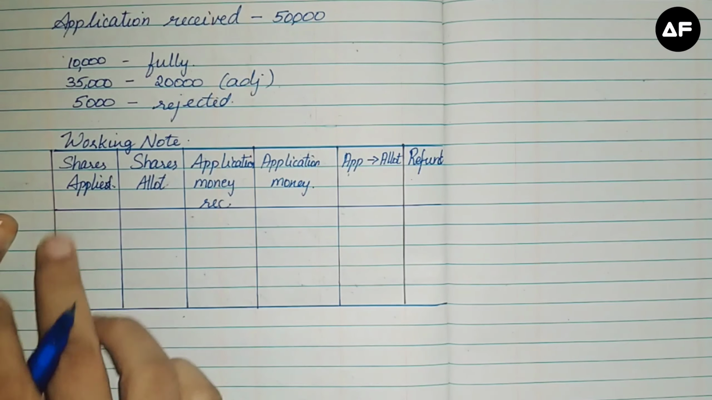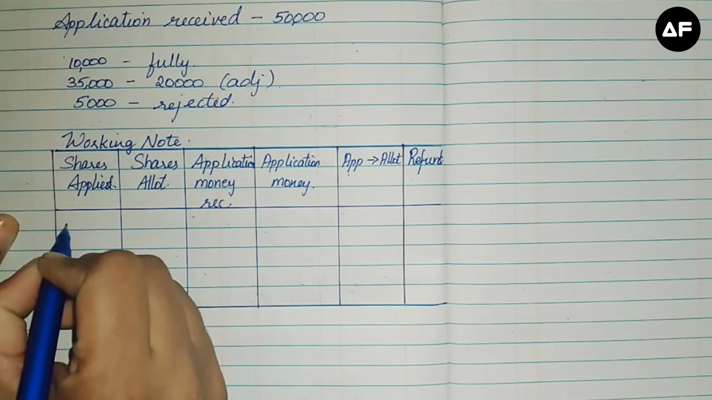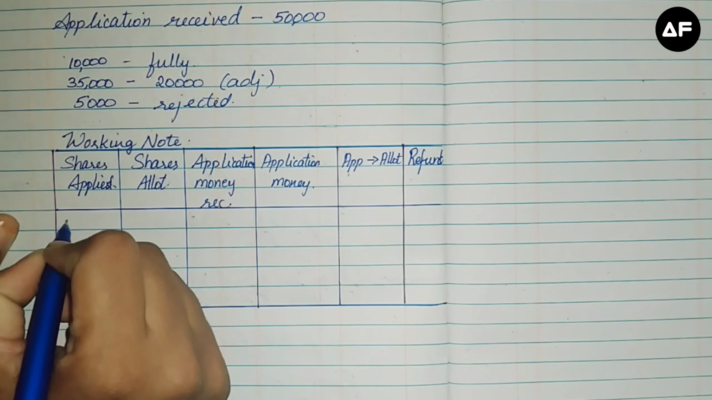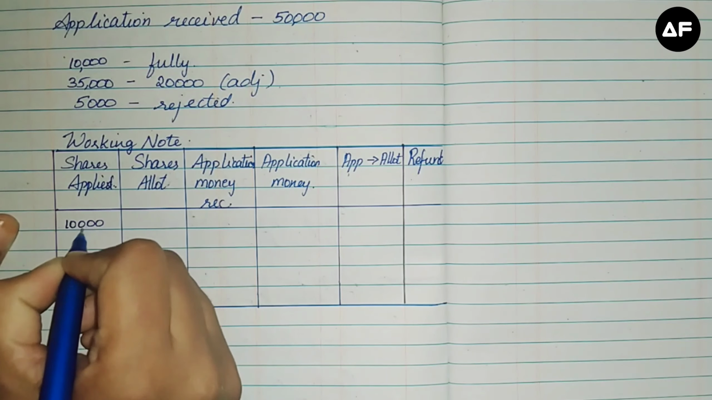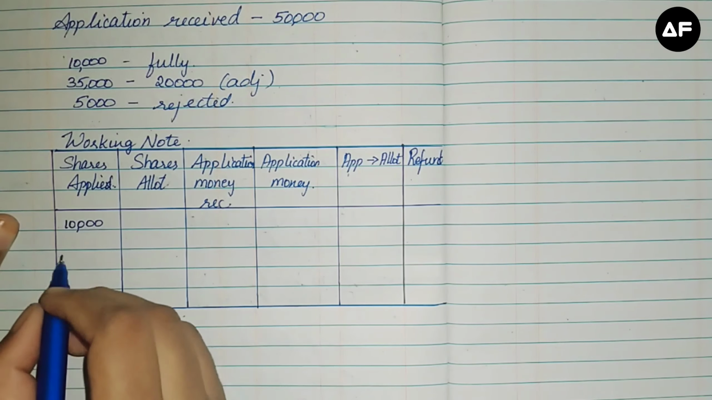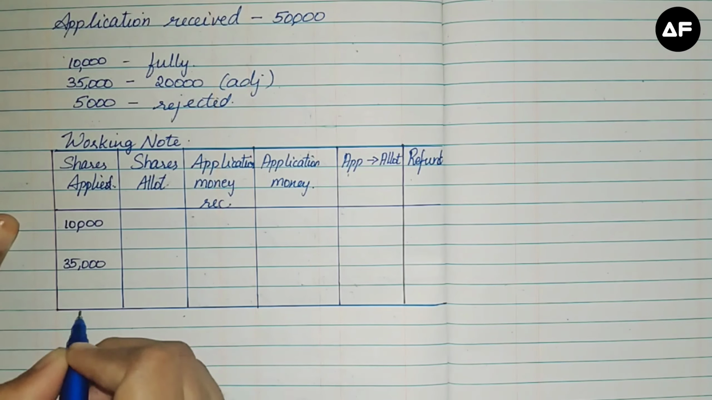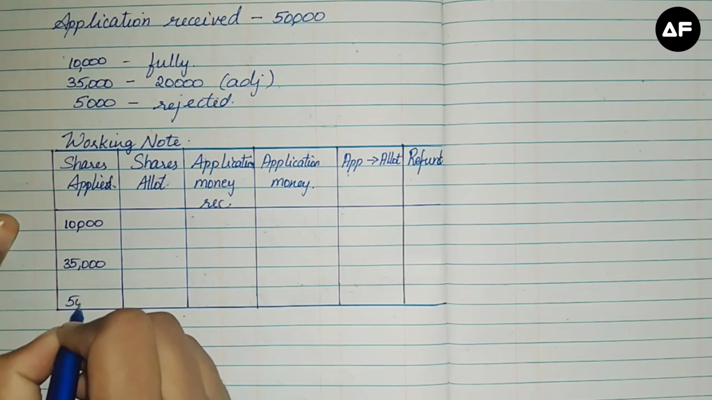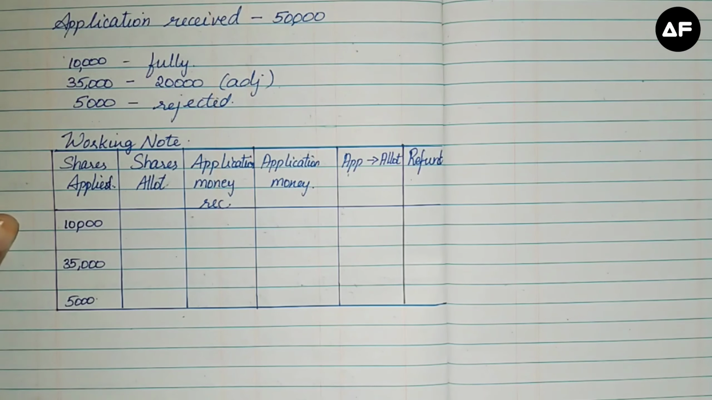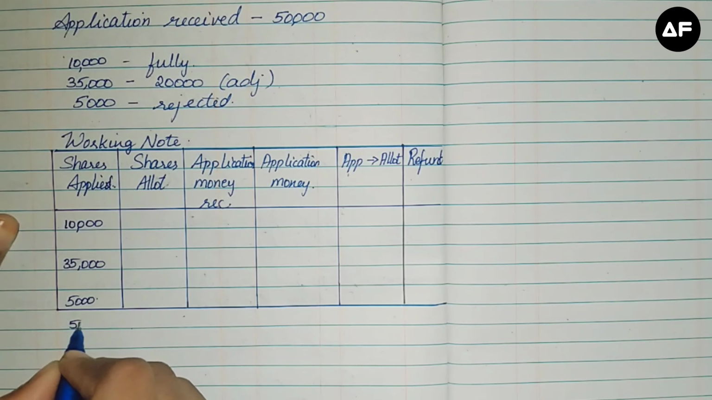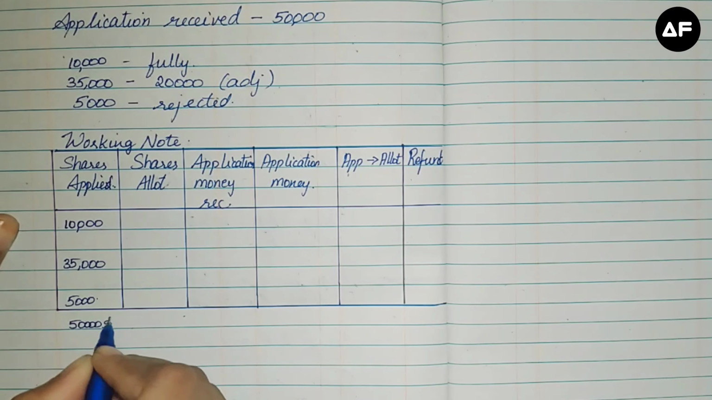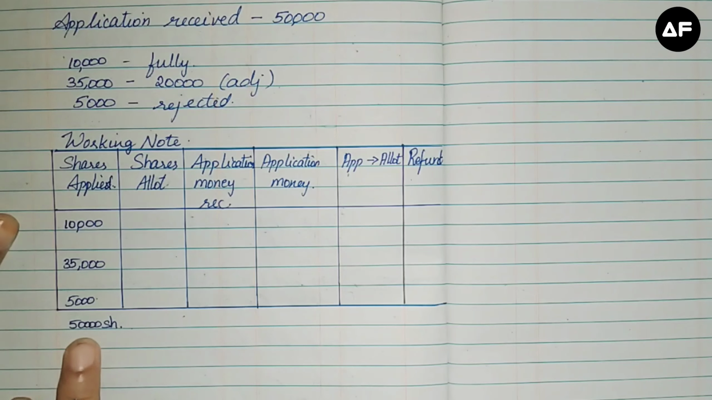Shares applied. How many shares have been applied? First, 10,000 shares were applied fully. So 10,000. Next, 35,000 shares were applied. This is only the breakup of that 50,000. Lastly, 5,000 shares were applied. When you add it up, you get a total of 50,000 shares applied by the public. 10,000, 35,000 and 5,000 are the breakup of this 50,000 shares.